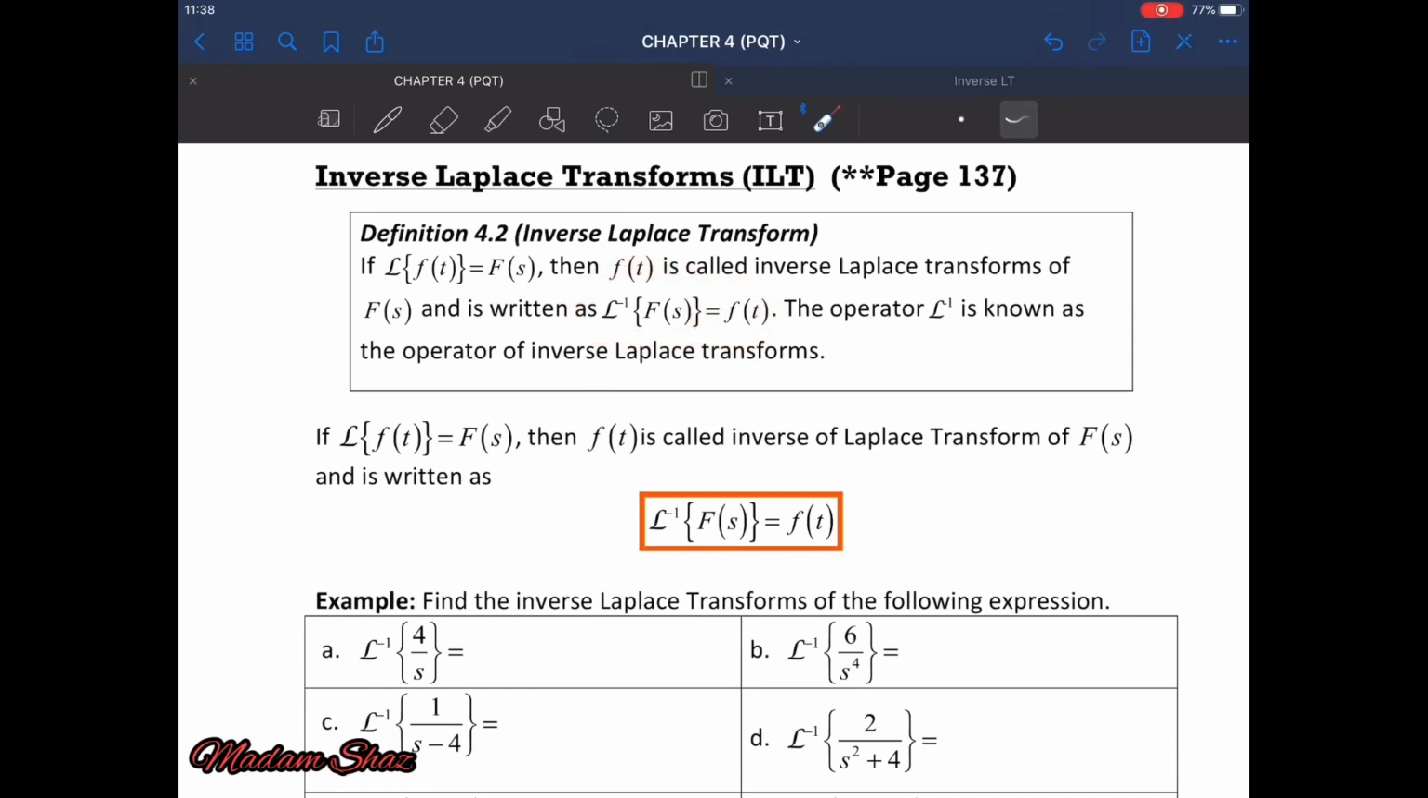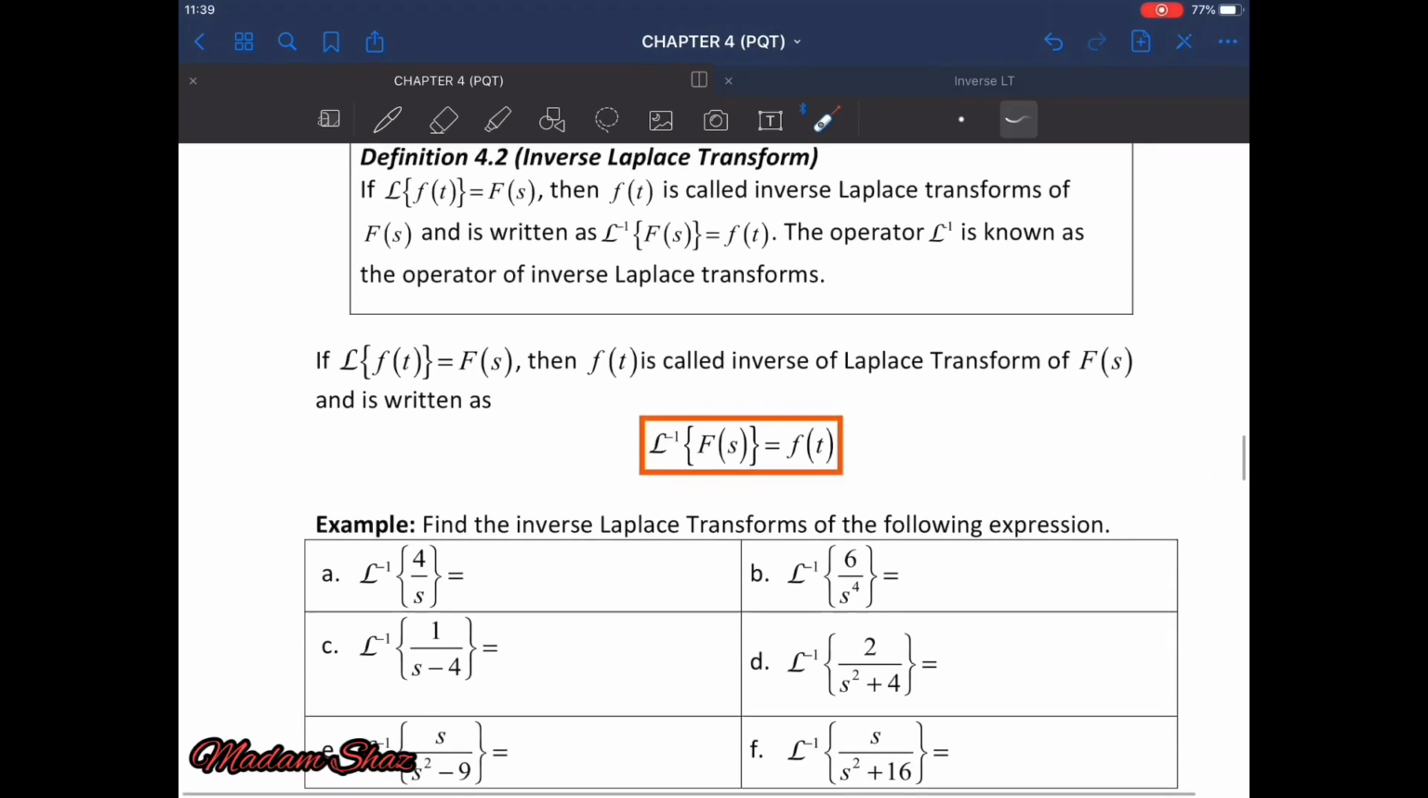The notation has the negative power at the upper side here. So this is called the inverse Laplace transform. Laplace inverse of F(s), we will obtain f(t). There are two methods to find the inverse Laplace transform. The first one is by using the table of the Laplace transform. The second one is by using properties of the inverse Laplace transform. There are also three properties for the inverse Laplace transform.